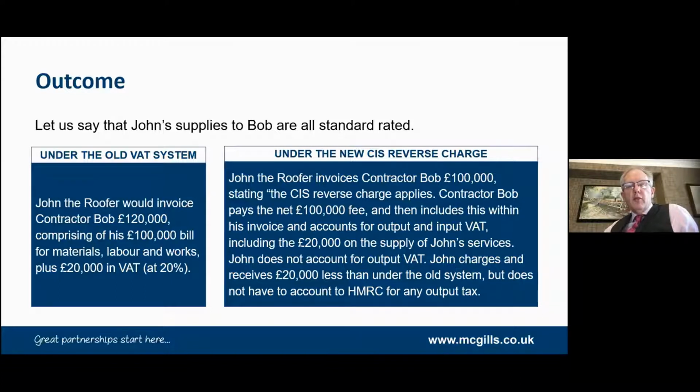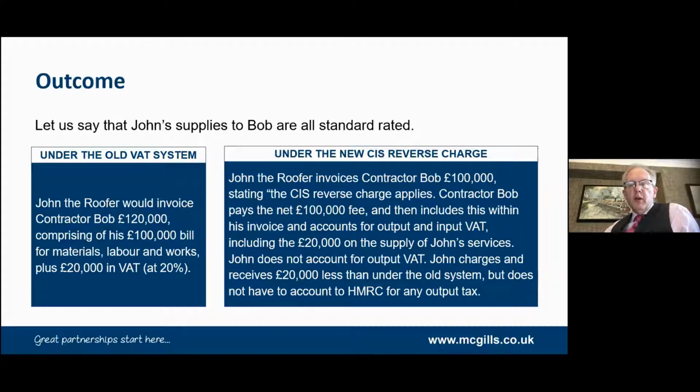So what does John do when he accounts for VAT? When he's paid, he includes the value of the sale in box 6 of his return, but he does not add VAT to box 1 as he receives no output VAT.